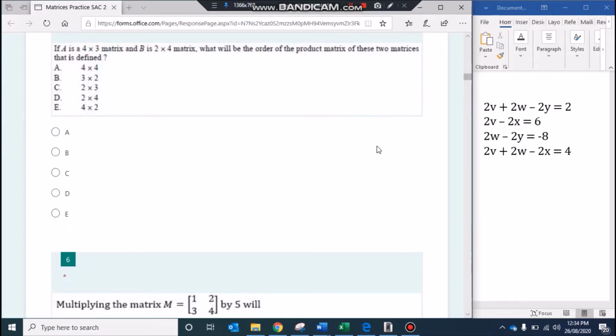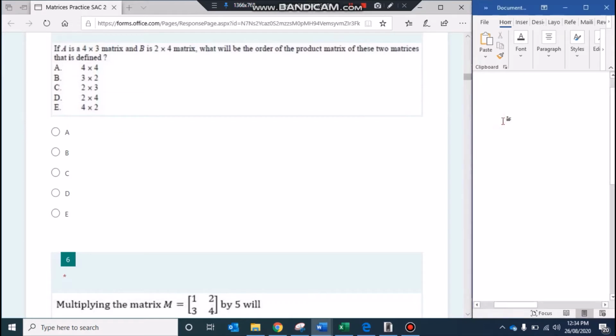If A is a 4 by 3 matrix and B is a 2 by 4 matrix, what will be the order of the product matrix of these two matrices that is defined? So this question is actually a bit tricky. It hasn't actually specified whether you're finding the order of the matrix AB or BA. It doesn't actually specify it. So let's check both. Let's check AB.